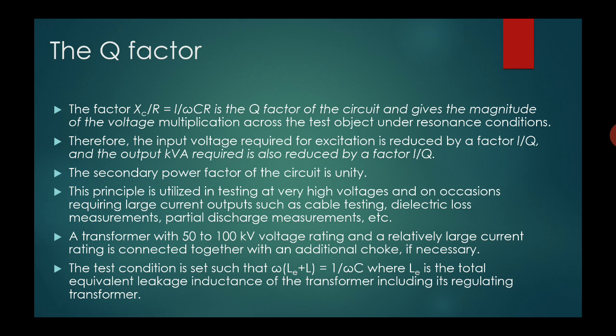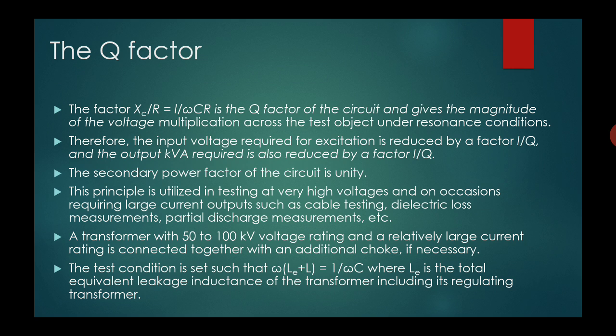So the factor Xc by R, that is 1 by omega Cr, is the Q factor of the circuit, and gives the magnitude of the voltage multiplication across the test object under resonant condition. So with a high Q factor, you will have high voltage across the apparatus in the resonant condition. Therefore, the input voltage required for the excitation is reduced by a factor of 1 by Q, and the output kVA required is also reduced by a factor of 1 by Q.